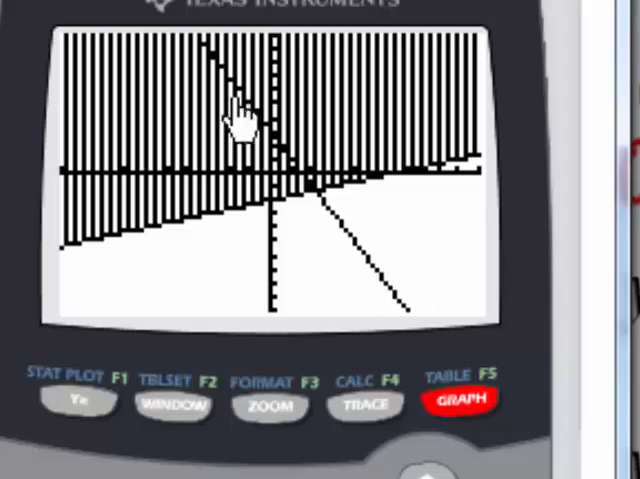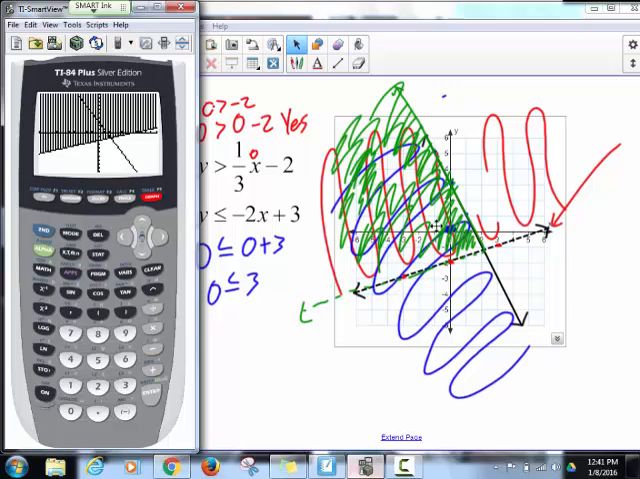Okay, now I still need a shade for this one. Well, am I going to shade above it or below it? Look over here. That was the blue. We shaded below it, right?